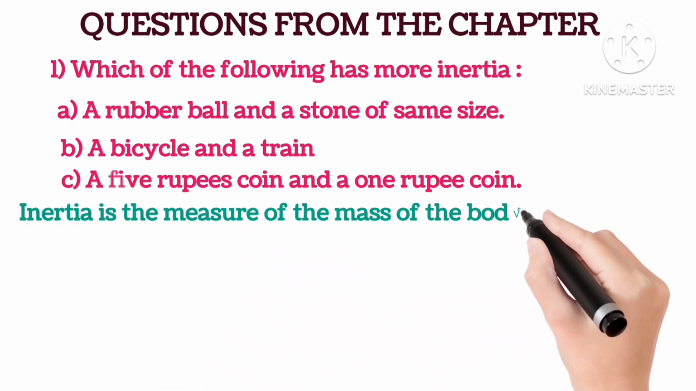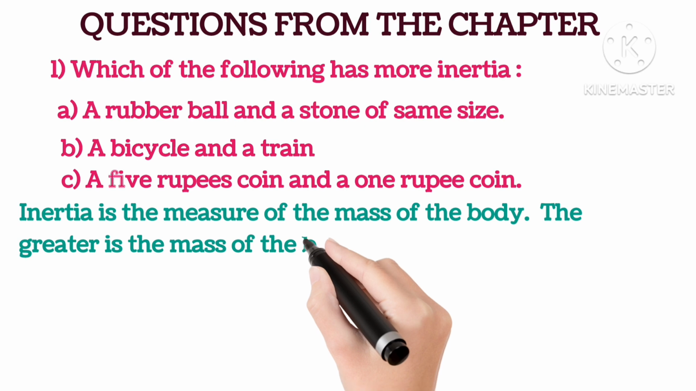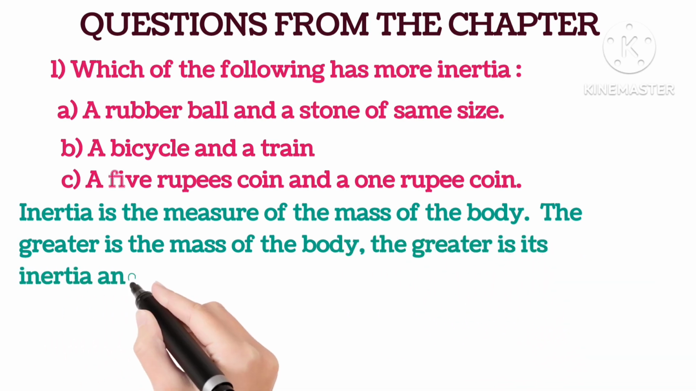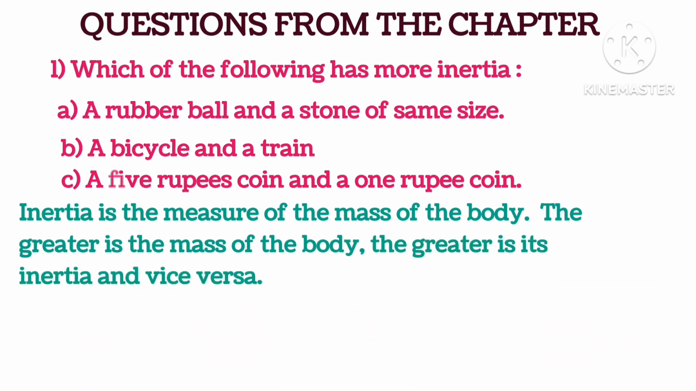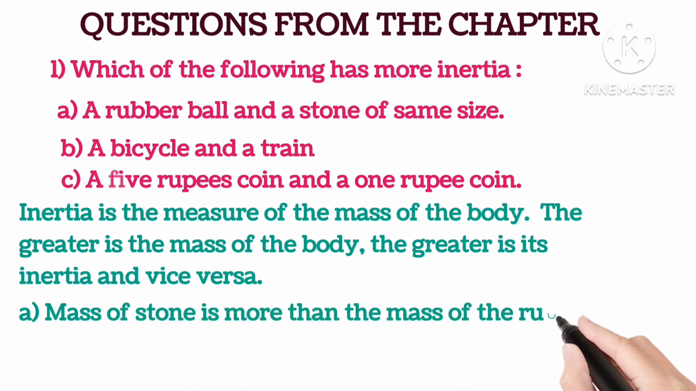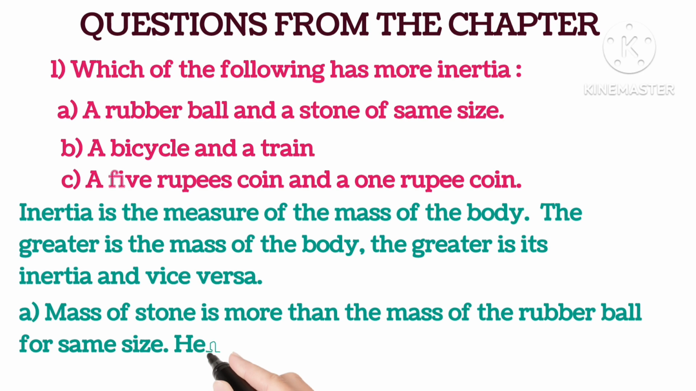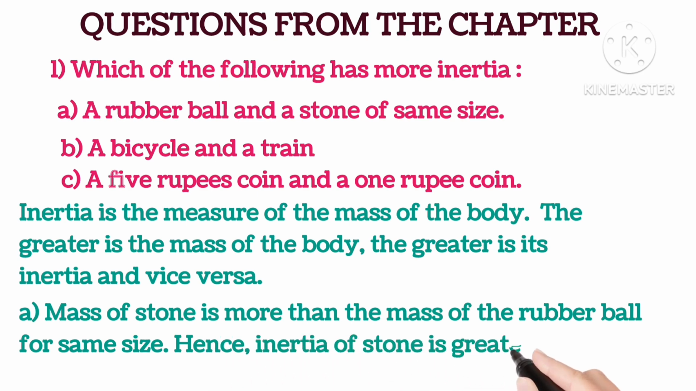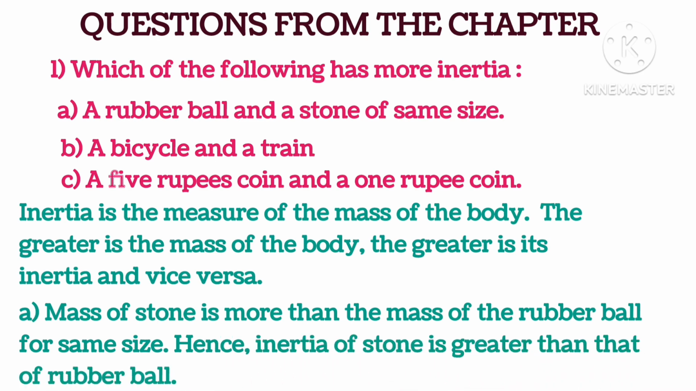Inertia is the measure of the mass of the body. The greater is the mass of the body, the greater is its inertia, and vice versa. So mass of a stone is more than the mass of rubber ball for same size. Hence the inertia of stone is greater than that of a rubber ball.